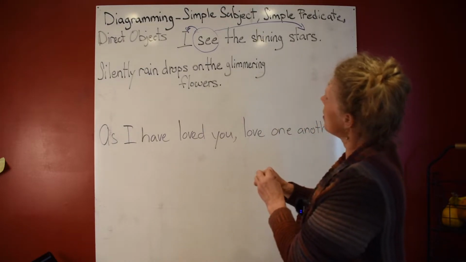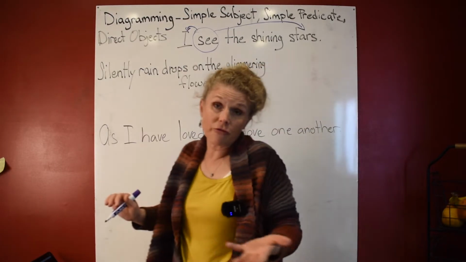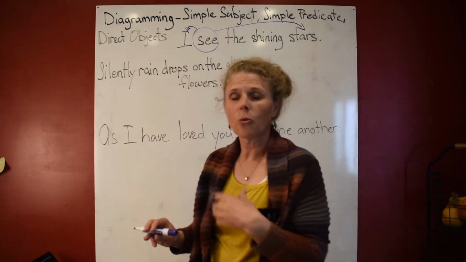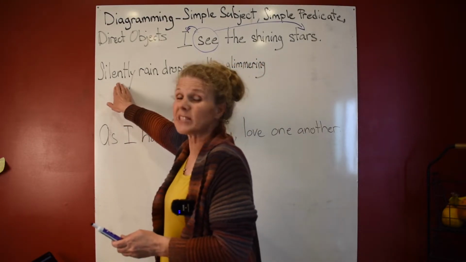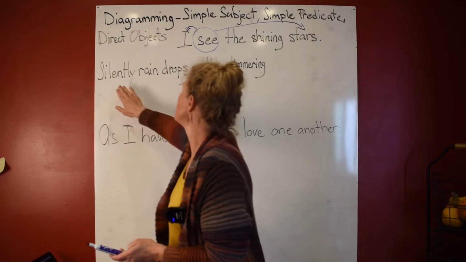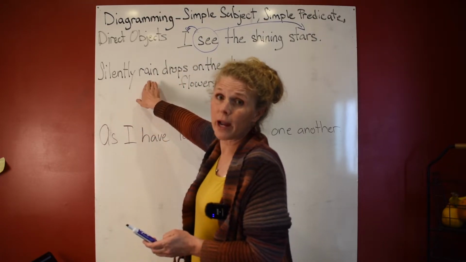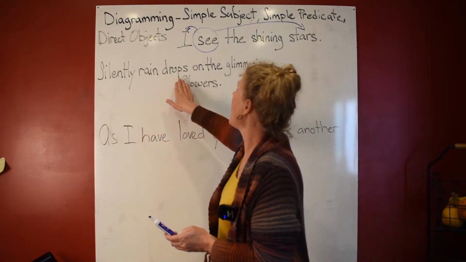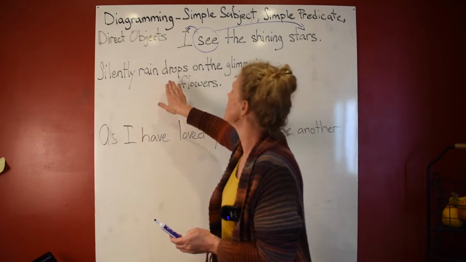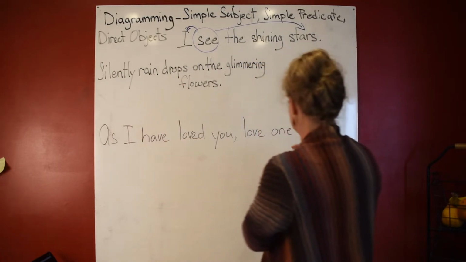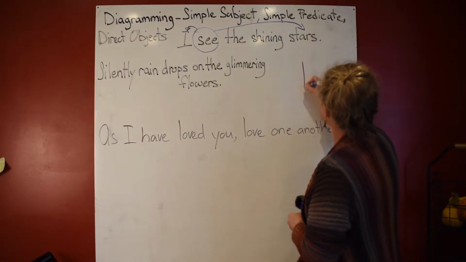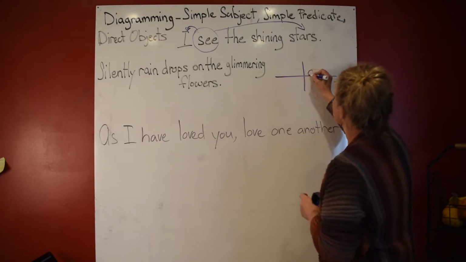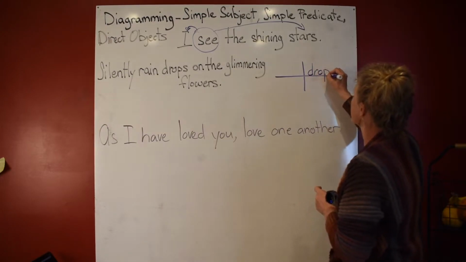All right, so let's first find our verb again. I'll always start by asking, what did it do? Well, did we silently? No. Did we rain? No. Did we drop? Yeah. See how it's doing something? It drops, right? Okay, so let's put our diagram out, and we drop. We're going to put that on our verb line, okay?